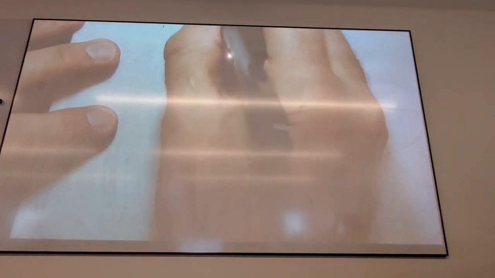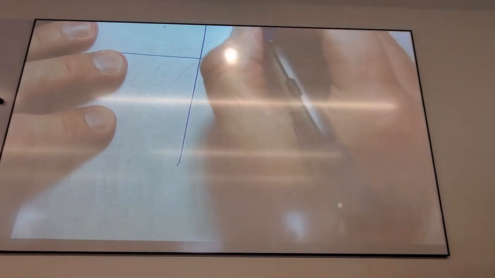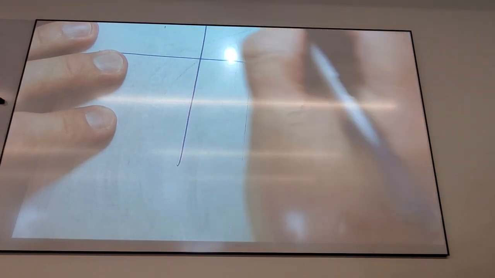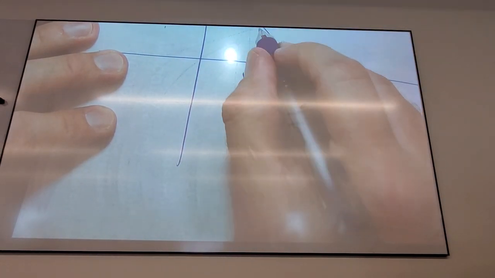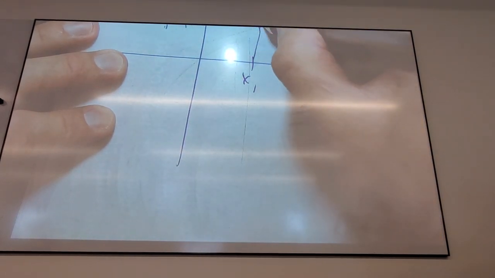This is my f of x. This is my guess. This is my f of x1. I need to make a tangent line, correct?